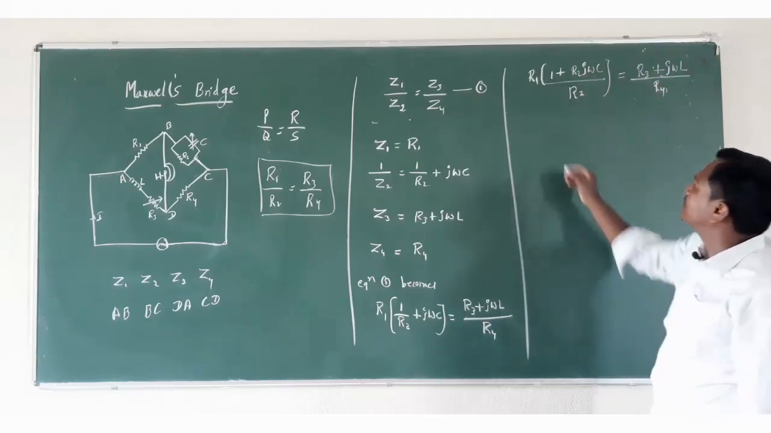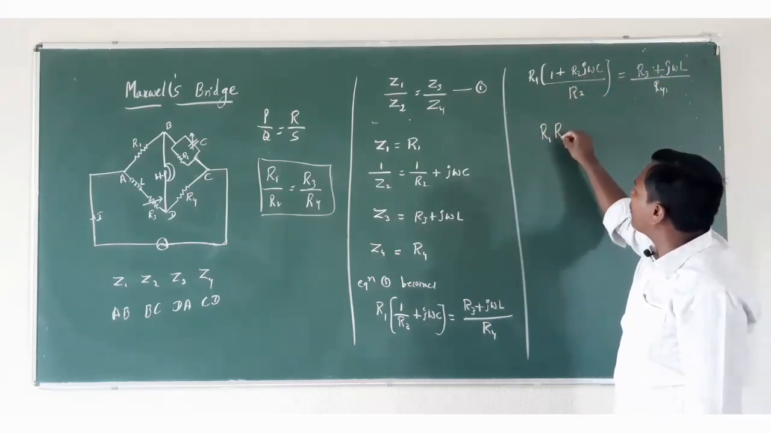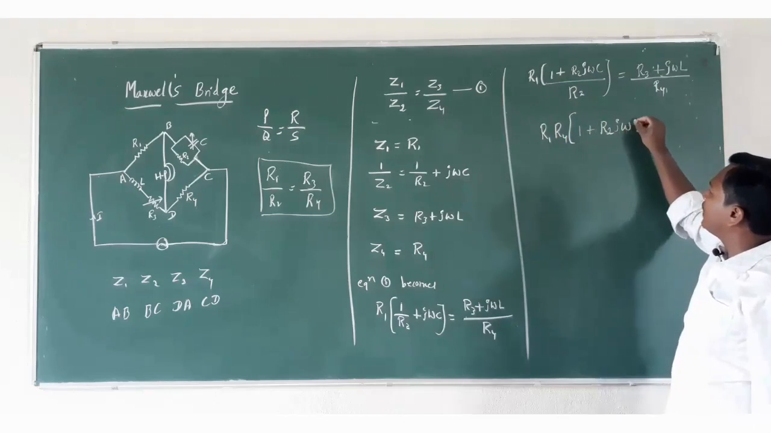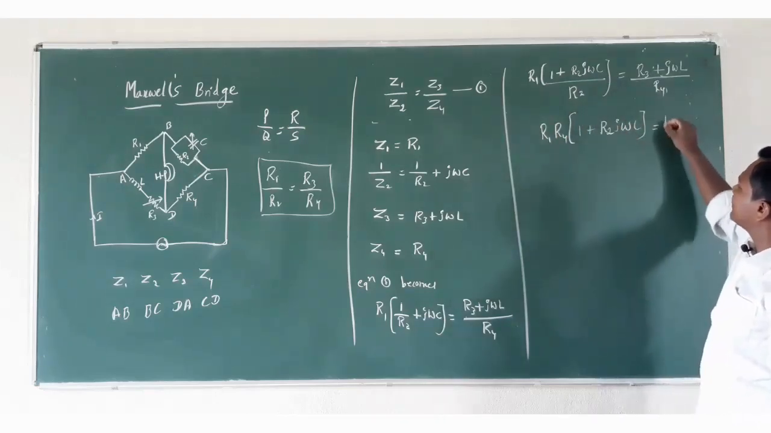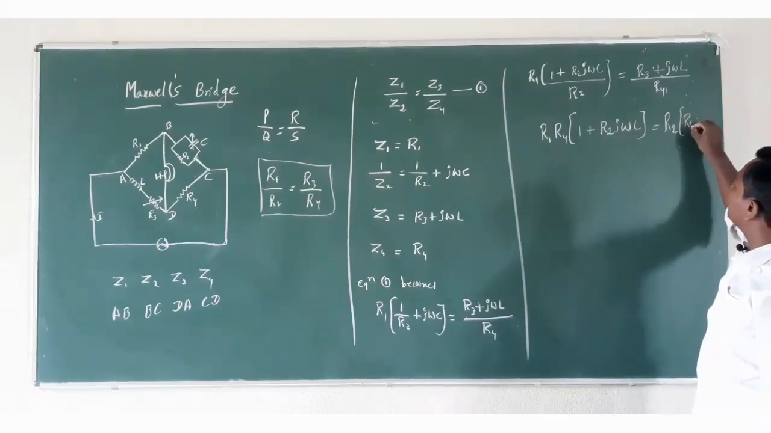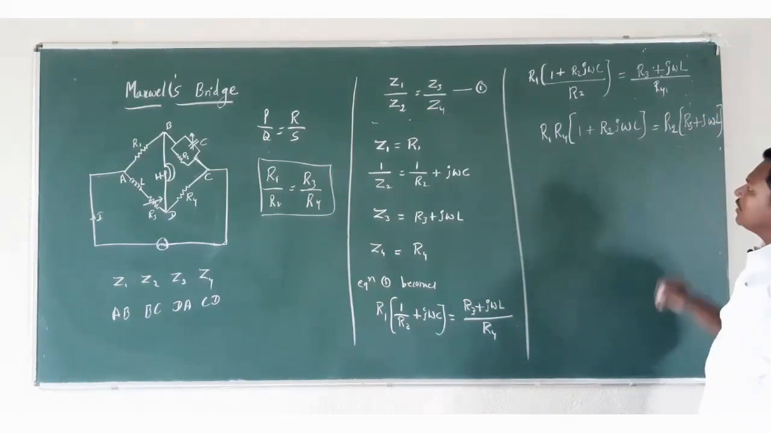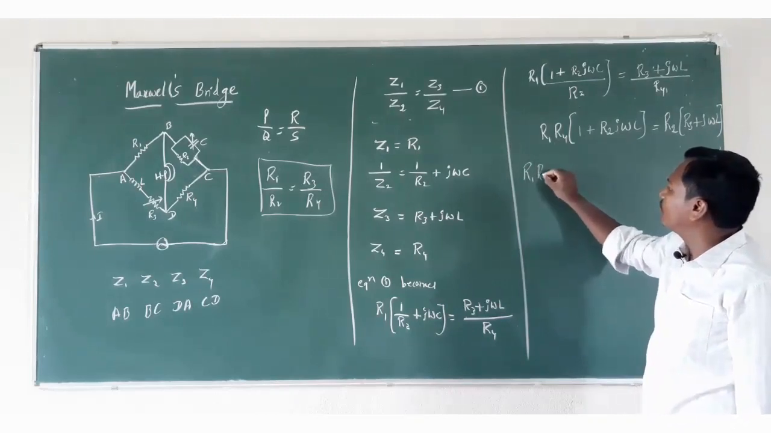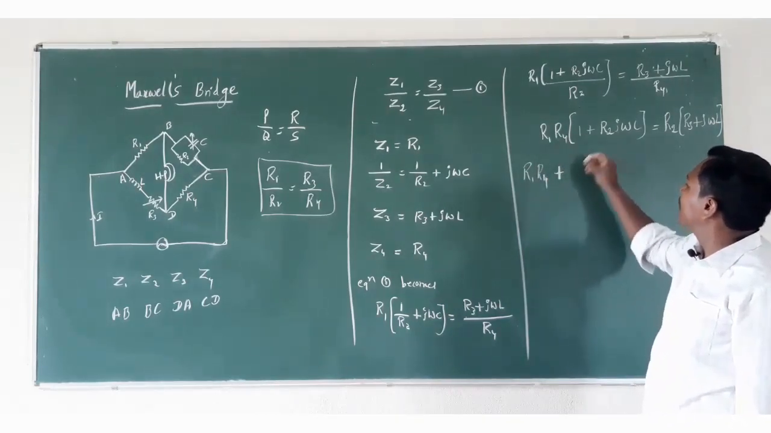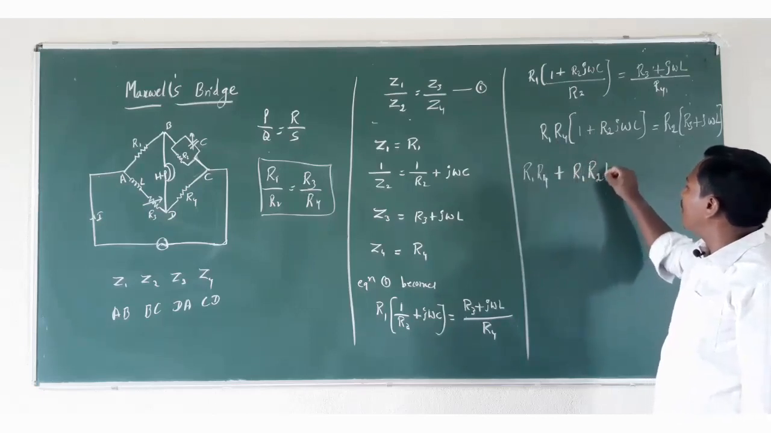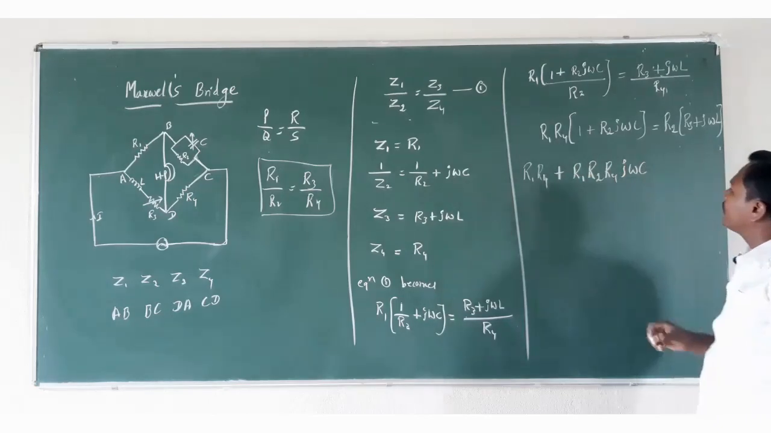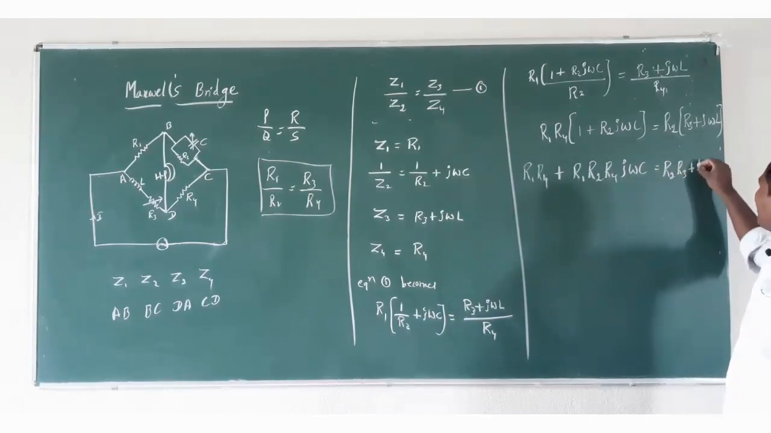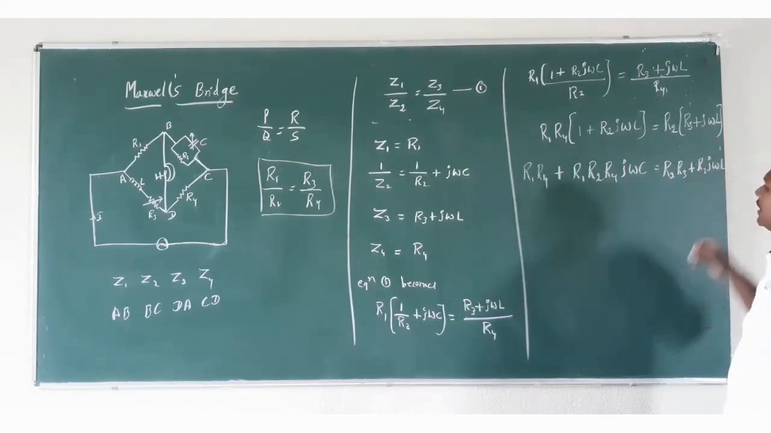Now cross multiply this one. R1 cross multiply R4, we get 1 plus R2 j omega C, which is equal to R2 into R3 plus j omega L. Now if we simplify or multiply this, we get R1 R4 plus R1 R2 R4 j omega C, which is equal to R2 R3 plus R2 j omega L.